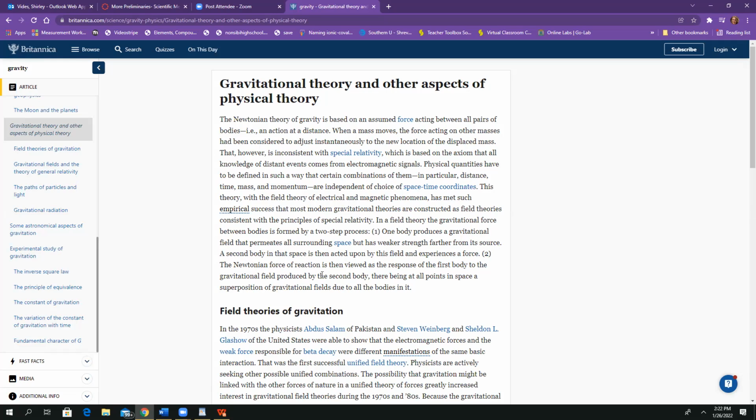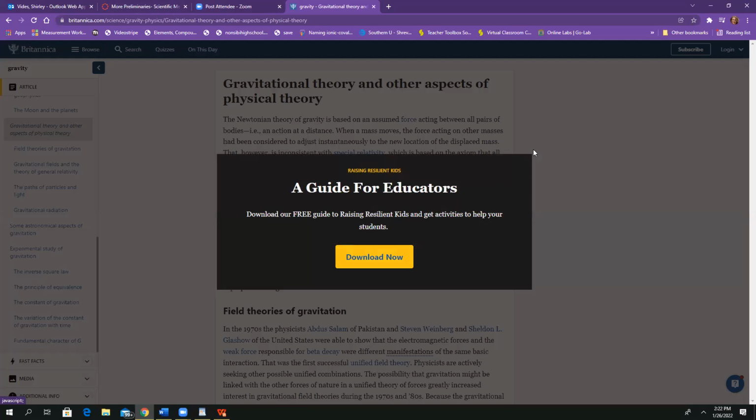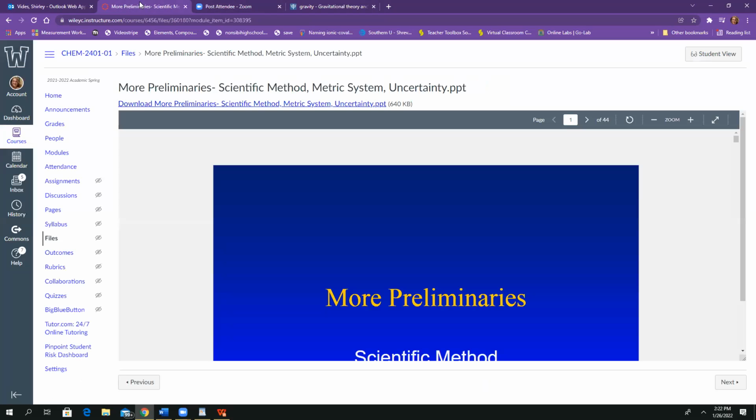And then the next one is the Newtonian force of reaction is viewed as a response of the first body to the gravitational field produced by the second body. There being on all points in space a superposition of gravitational fields due to all bodies in it. So that is the gravitational theory. See, it's totally different from the other one, which is the law. Oops, sorry, the law. Okay, so that's one of the things that I was telling you. You just got to watch that. You have to always look at the difference.